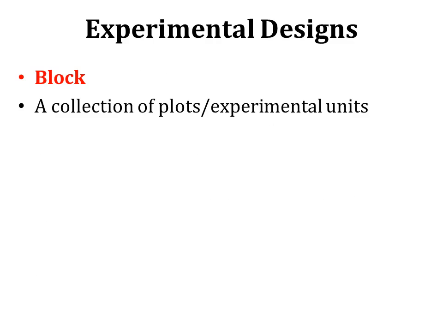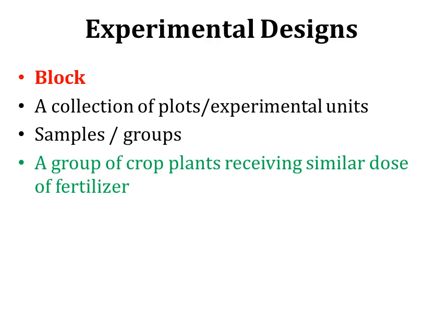Now, block. What is meant by block is a collection of plots or experimental units. So a group or a collection of plots or experimental units is known as a block. And this is also known as samples or groups. So in the example that we are following, a group of crop plants receiving a similar dose of fertilizer is known as a block. In this case, we are not talking about the individual units, rather we are talking about the collection of the sampling units or experimental units. So a block is basically that collection or group of experimental units that are receiving a similar treatment or a similar dose of fertilizer.